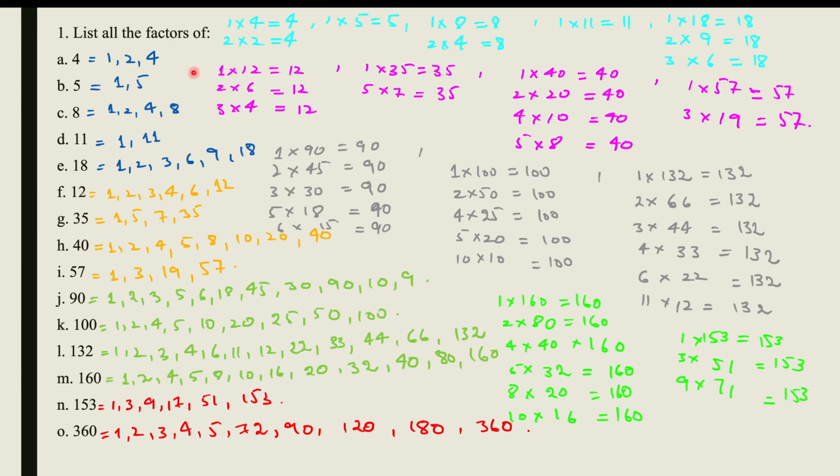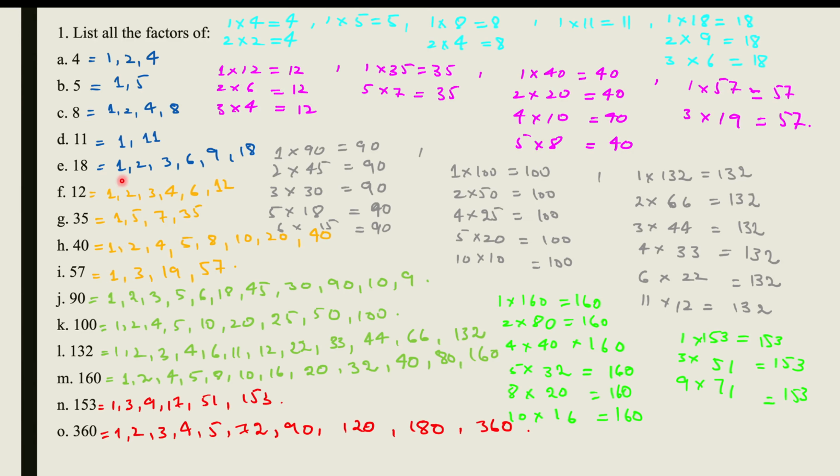8 has 1 multiplied by 8 is equal to 8, and 2 multiplied by 4 is equal to 8. So 8, 4, 2, and 1 are all the factors of 8. 11, again being a prime number, has 2 factors, 1 and itself.